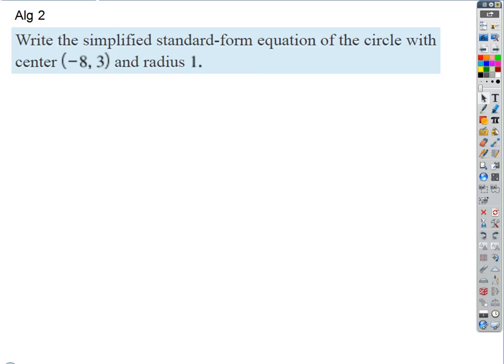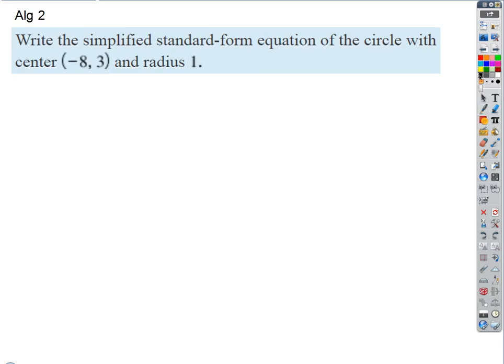Okay, we can do kind of just a combination video solution set for both Algebra 2 and the honors class. Here's a problem that would be only for the regular Algebra 2 classes. Write the simplified standard form equation of a circle with center at -8, 3, and radius 1.